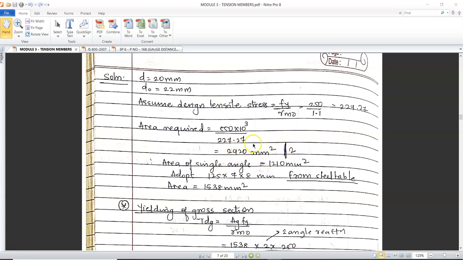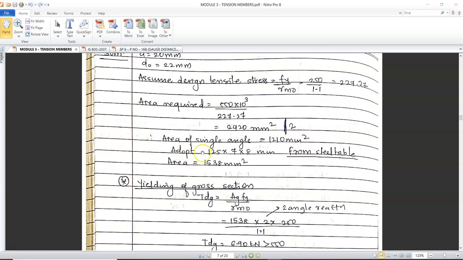Now this has to be taken by two angles, so therefore this is divided by 2. Therefore the area of one angle will be 1210 square mm. So we have to adopt two angles, that is 125 into 75 into 8 mm from the steel table, whose area is 1538 square mm. You can check 125 into 75 into 8, whose area is 1538 square mm.